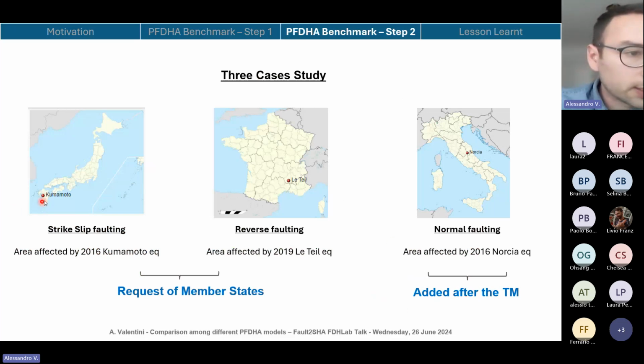The first one is here in south of Japan, and it's a strike slip faulting case study in the area affected by the 2016, magnitude 7.6, if I remember well, Kumamoto earthquake. The second exercise is based on the area affected by the 2019 Le Teil earthquake, a reverse faulting earthquake. Both are requests of the member states. And the third one was added after the technical meeting in November 2021. It is, maybe you know very well, the Norcia earthquake in central Italy, a normal faulting earthquake.